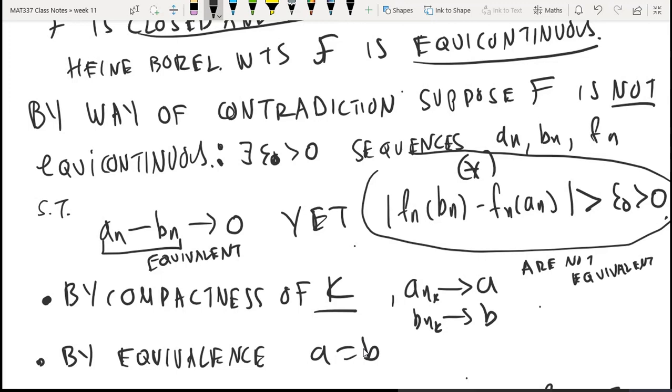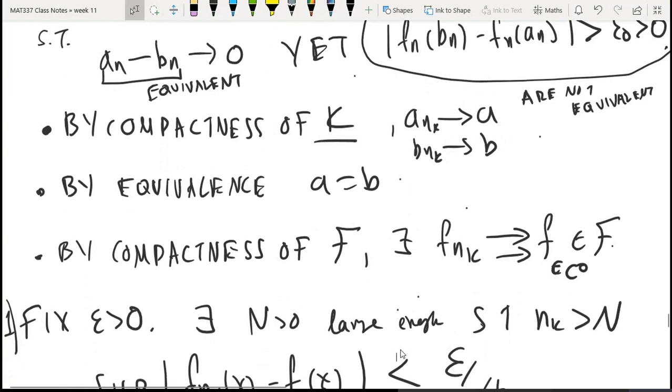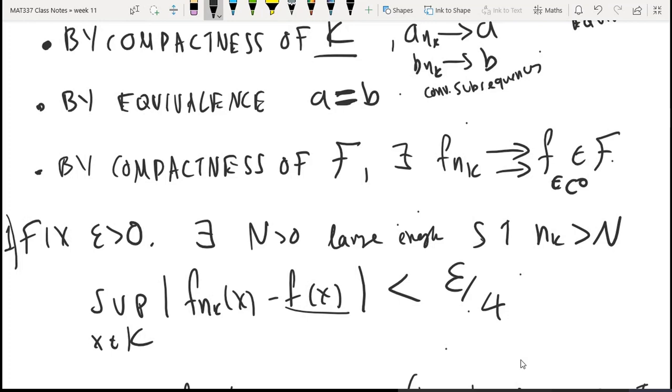Good. Now we use our topology. Compactness of K gives us converging subsequences. Equivalence tells us that the limits are actually equal. Any questions? No questions. Compactness of F tells you that F_n has a converging subsequence. This is inside F_n, which is inside F. Okay, and then, fine.